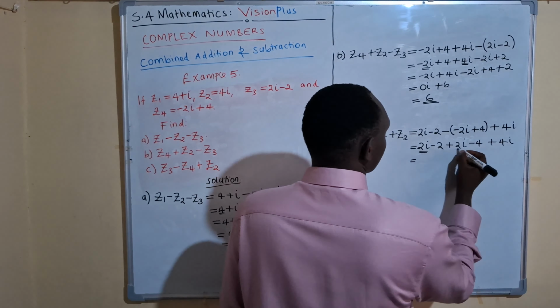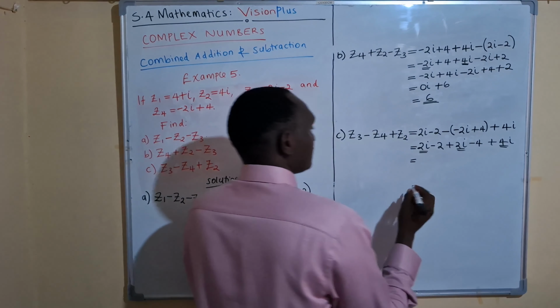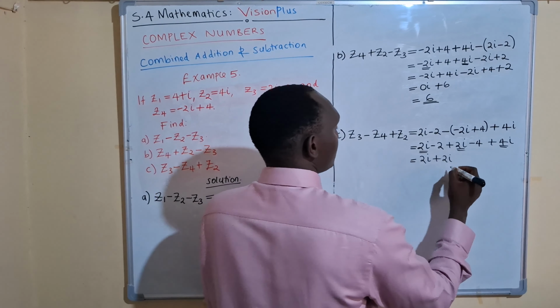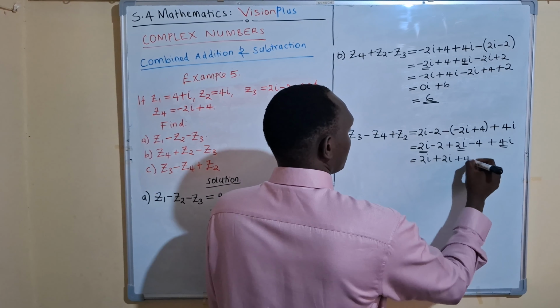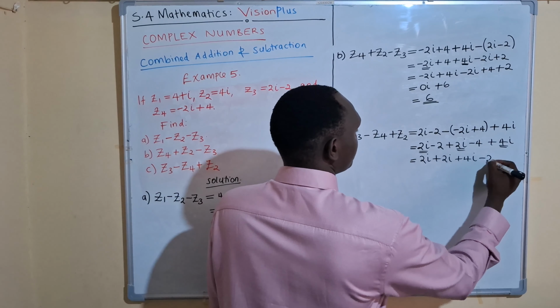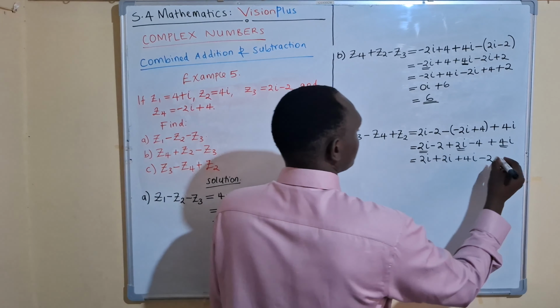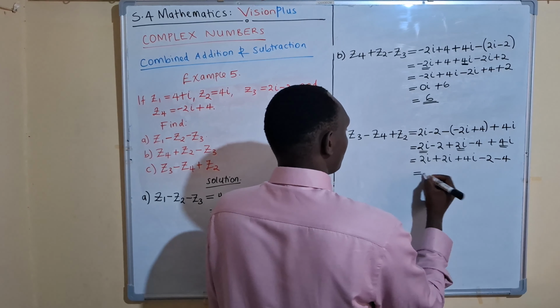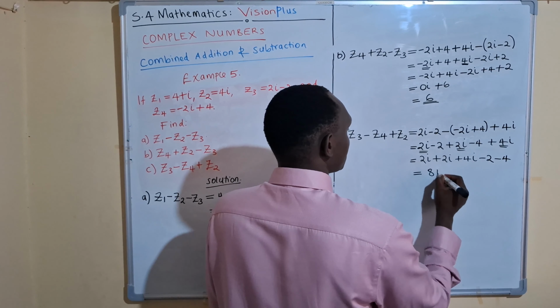Collecting the imaginary parts first, we shall have 2i plus 2i, and then plus 4i. And now the real part, here we have negative 2, and then here we have negative 4, minus 4. What is 2i plus 2i? 4i. 4i plus 4i gives us 8i.